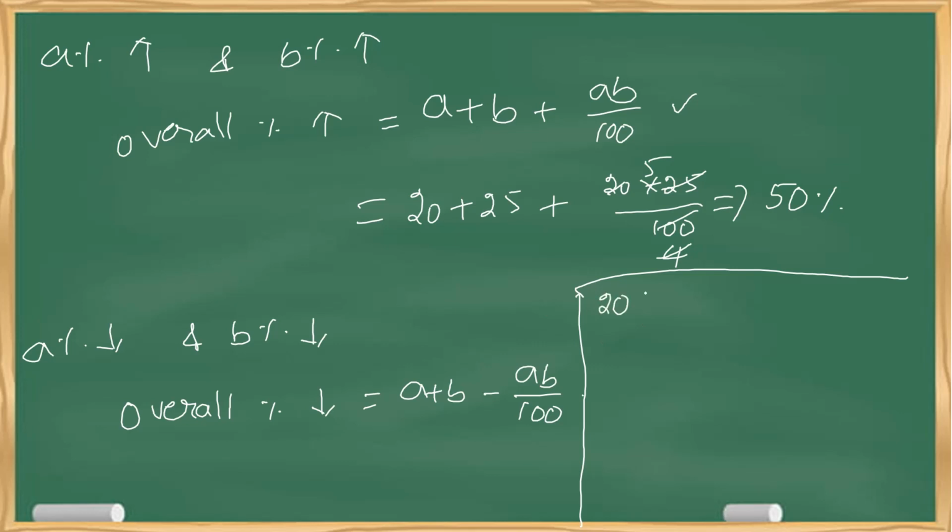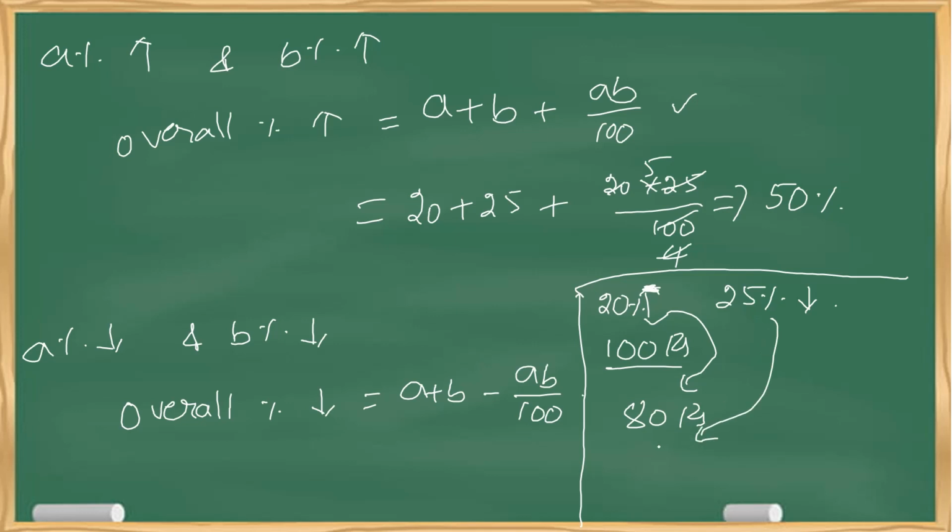Now 20% increased and 25% decreased. So what happens to the overall? Take 100 rupees as the initial price of the shirt. First increase, then decrease. Okay, so it becomes 80 rupees. After 80 rupees, again there is a 25% decrease.